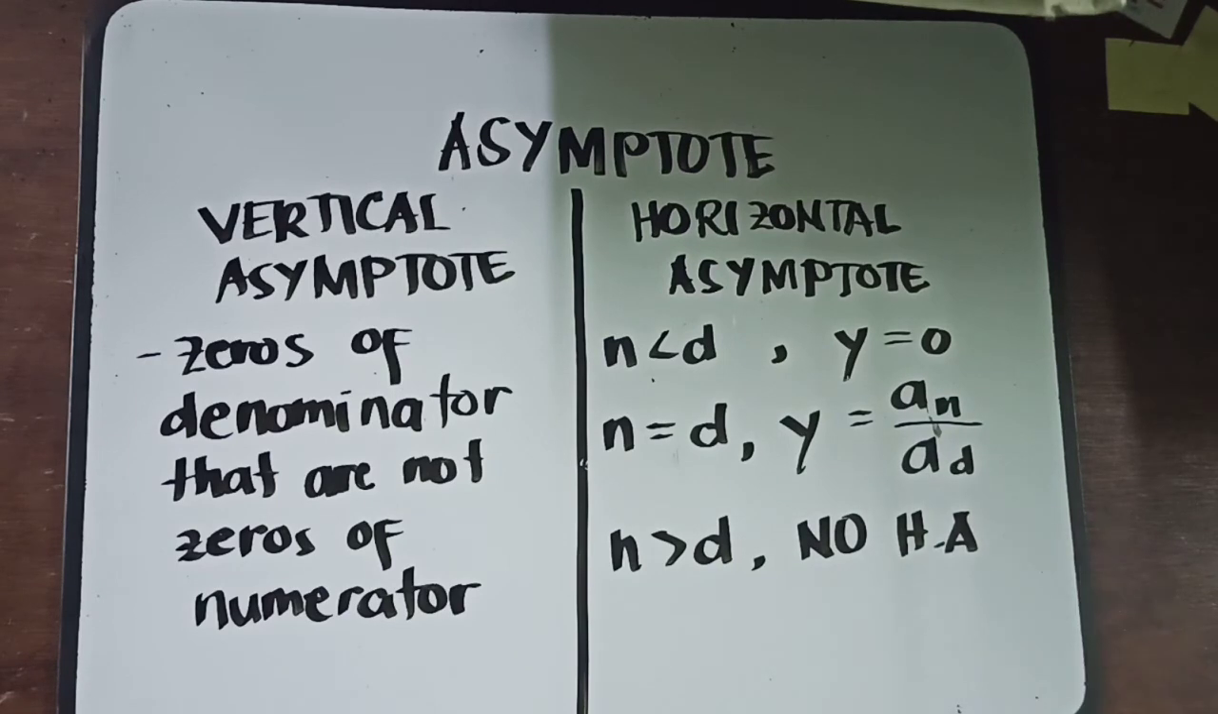And the third condition is if the degree of the numerator is greater than the degree of the denominator, then there is no horizontal asymptote. So wala siyang horizontal asymptote. Possible na meron siyang slant line. Okay? So, pero kapag ang degree ng numerator ay greater than the degree of the denominator, there is no horizontal asymptote.